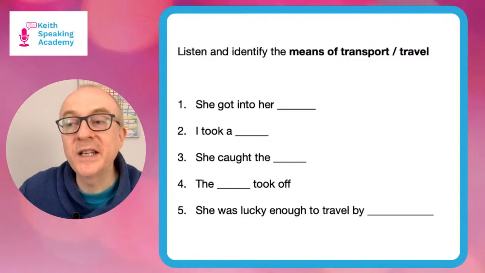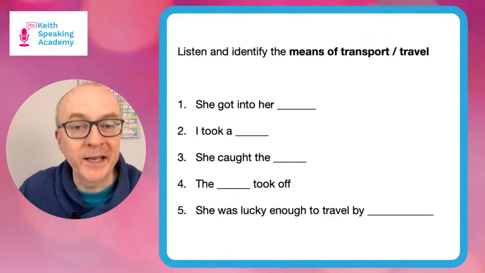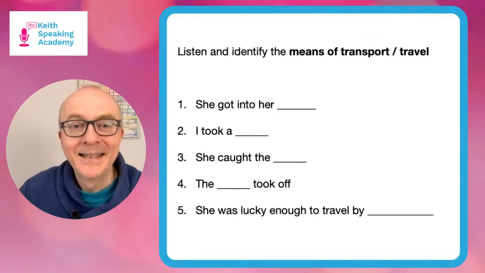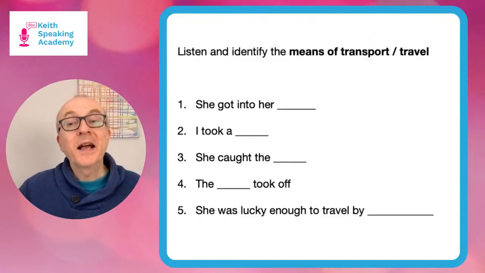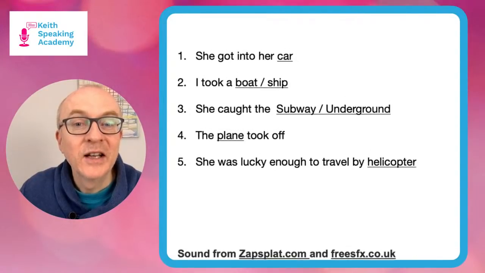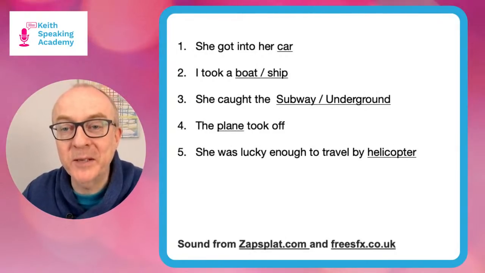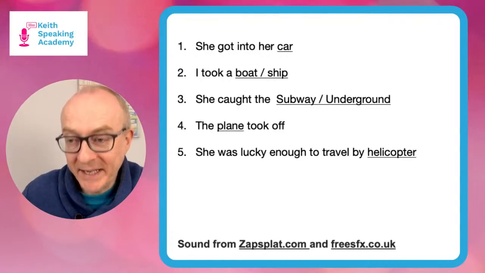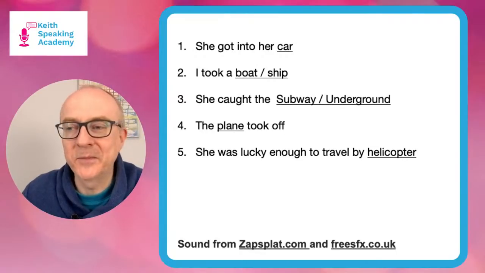Number three, she caught the... It sounds like the train. A few of you said train, but quite a few of you got the right one. It was the subway. She caught the subway. Number four was the plane. The plane took off. And number five, funnily enough, sounds a bit like a plane, and many of you said plane, but it was the helicopter. Daisy got helicopter, well done. Ingrid got helicopter as well, as did Manjula, well done. You got all of those.